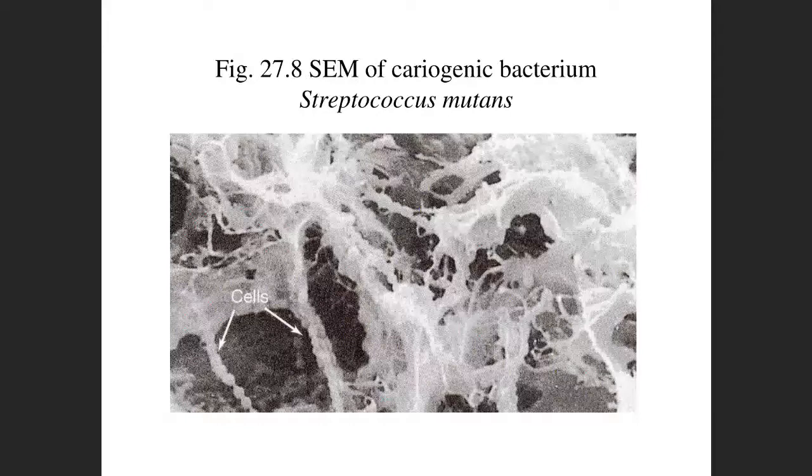And Streptococcus mutans is the dominant microbe in your mouth. Okay, that's a dominant microbe in your mouth. And what you can barely see is the long string of individual bacteria, but they are covered in a layer of mucus. And they produce this mucus in the presence of sucrose.